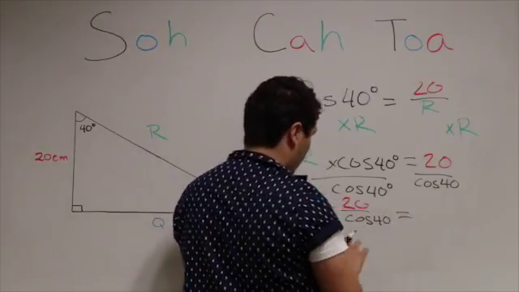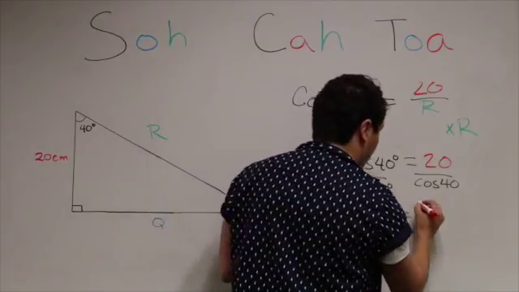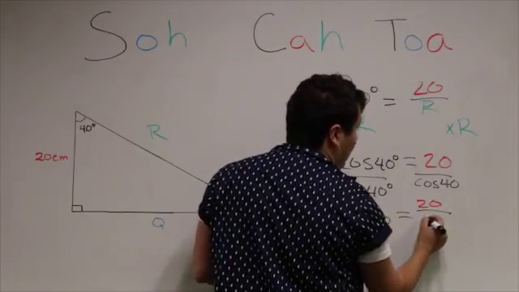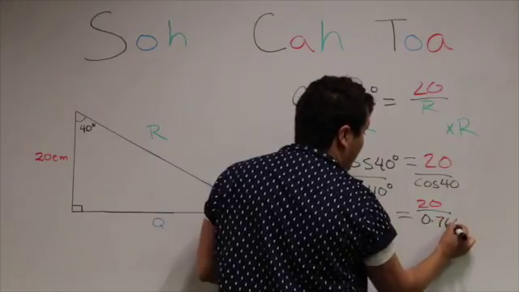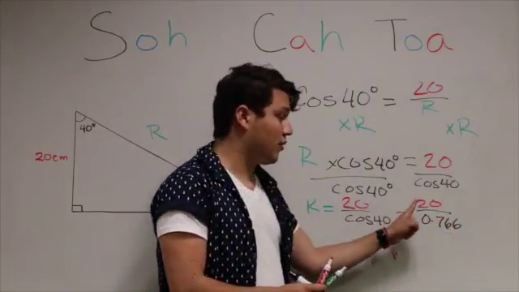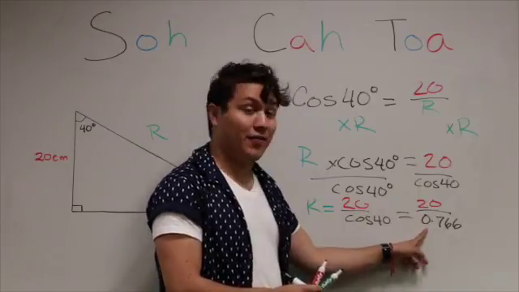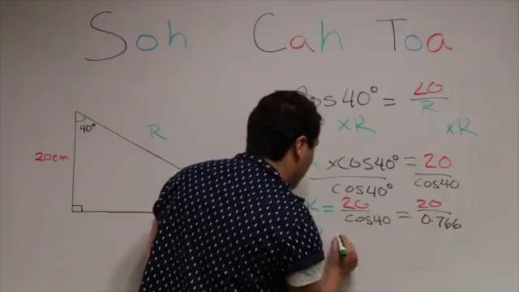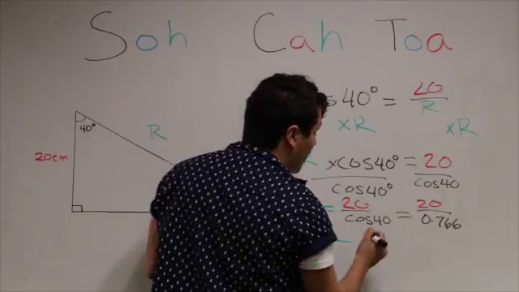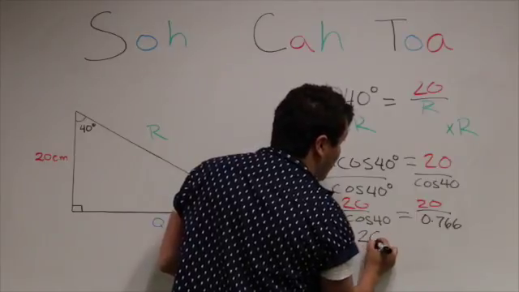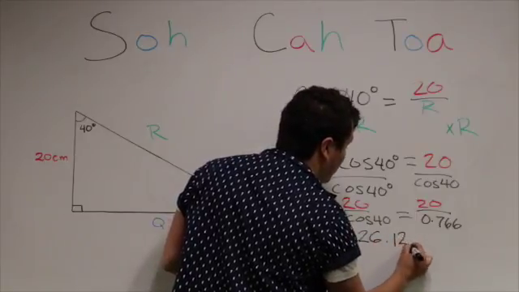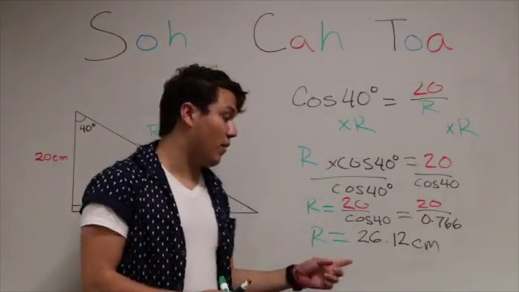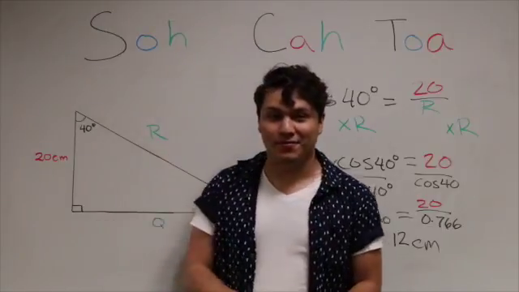Well, let's use our calculators to see what cosine of 40 is. We get 0.766. So r is equal to 20 divided by 0.766. Okay? Let's use our calculators again. And we get r is equal to 26.12 centimeters. And there you have it. We found r and our hypotenuse.